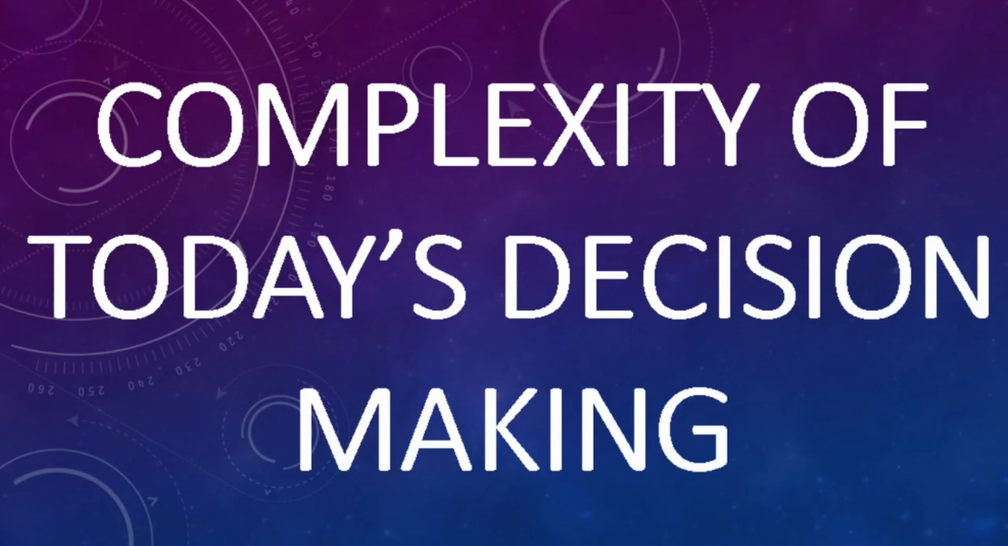And for today's lesson, we will discuss lesson 4 in our core systems thinking. For our lesson 4, we have complexity in today's decision making. If you can still remember in our past lessons, we discussed balancing feedback loops and reinforcing feedback loops, and we discussed delays and the system itself.